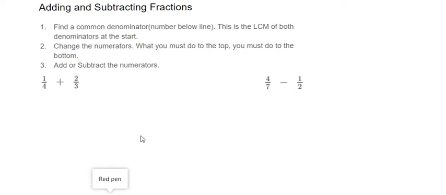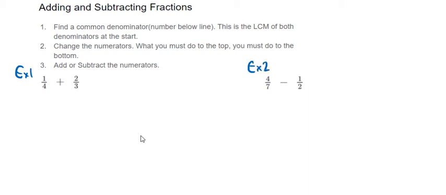Hi guys, so this is a video about how to add and subtract fractions. So we've got two examples. First example is 1 over 4 plus 2 over 3. Second example is 4 over 7 minus a half.